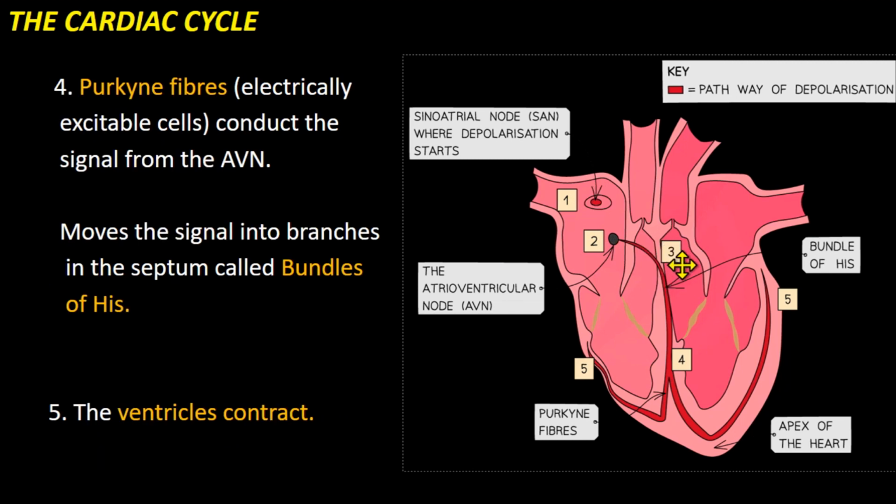So along the AVN we have Purkinje fibers. These are electrically excitable cells, and these are going to conduct the signal from the atrioventricular node. These are going to move the signal into branches in the septum called bundles of His. So the pathway of depolarization, we'll get more into that later, is going to come down to the ventricles like this, the muscles in the ventricles, and the ventricles are going to contract. This is basically going to be ventricular systole. It's going to push the blood through the aorta and through the pulmonary artery, basically squeeze the blood out of the heart.